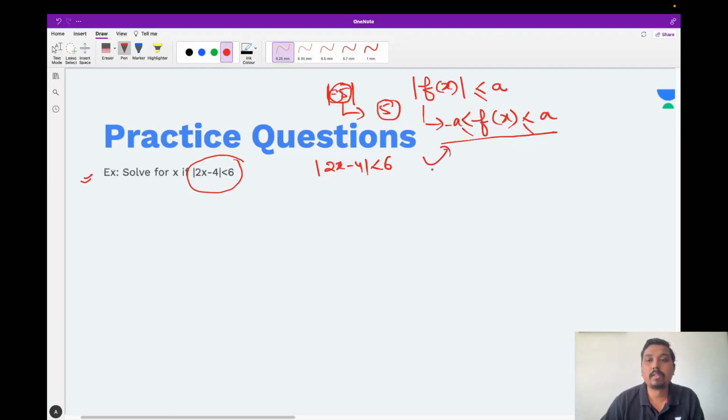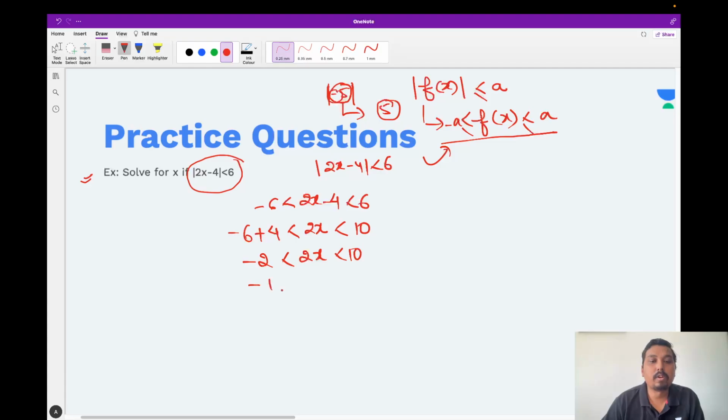So if I use this, what will be my case here, guys? Minus 6 less than 2x minus 4 less than 6. I've told you, if I add plus 4 on all sides, nothing is going to change. So I'll add plus 4. Here 2x will remain, minus 4 plus 4 will cancel, and here I will get 10, 6 plus 4. So here I will get minus 2 less than 2x less than 10.